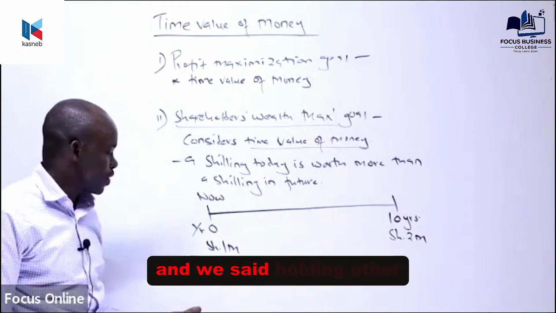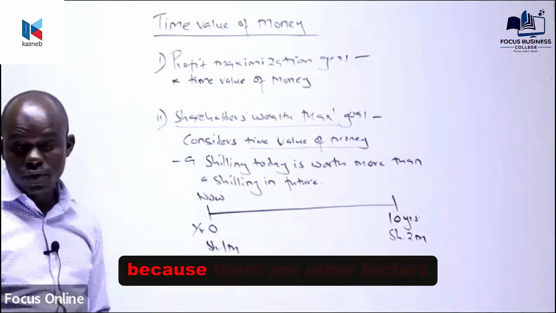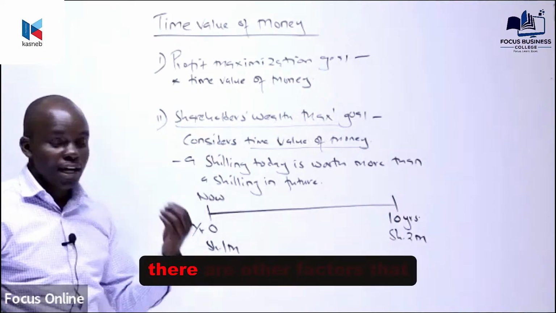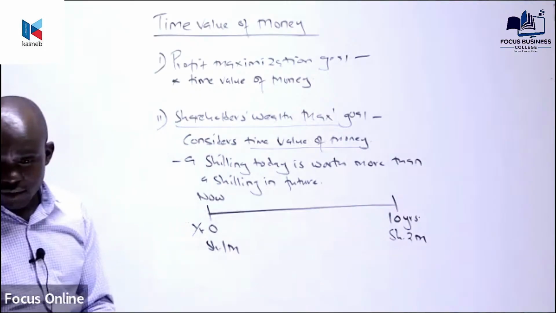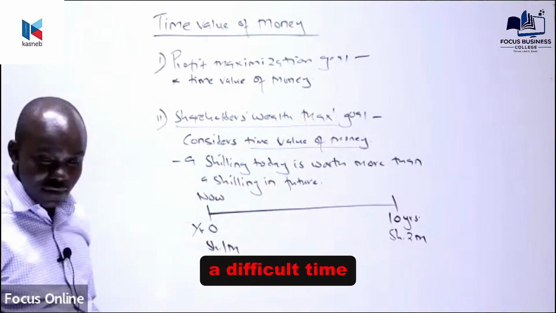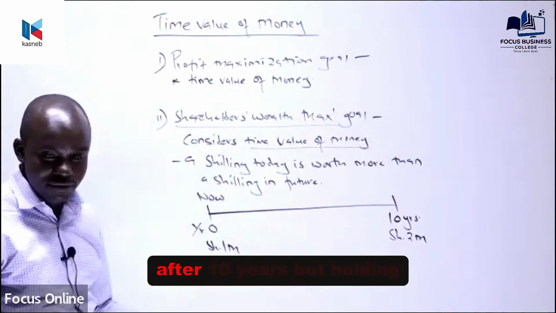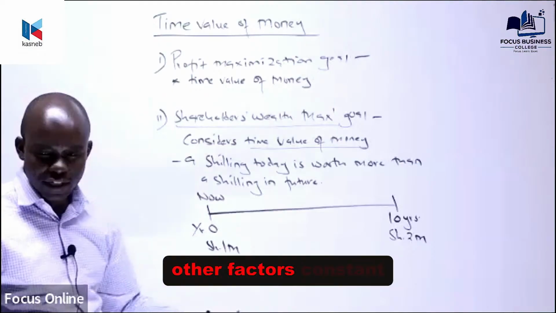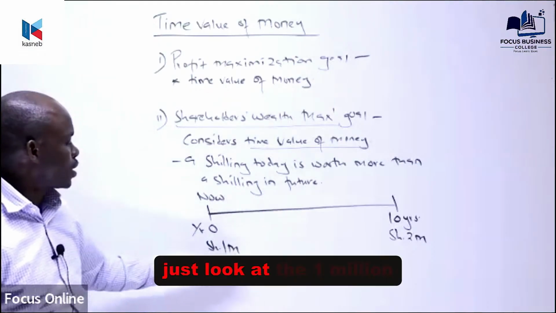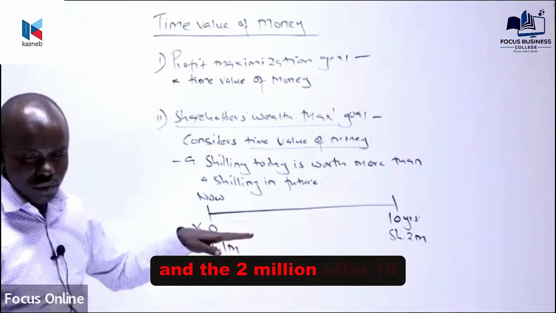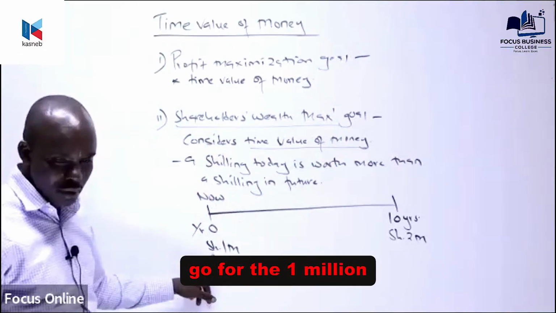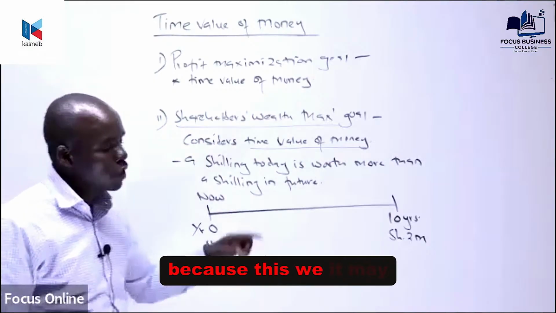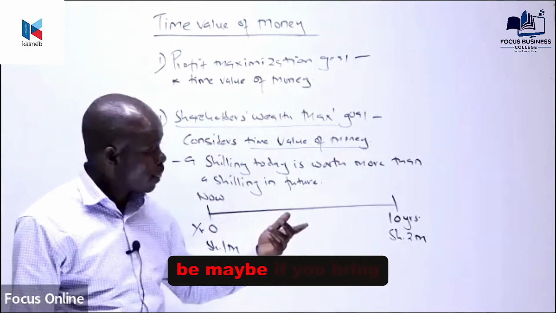And we said, holding other factors constant, because there are other factors that can influence your decision. Maybe you are going through a difficult time and you don't care what you're going to get after 10 years, but holding other factors constant, just look at the 1 million now and the 2 million after 10 years.